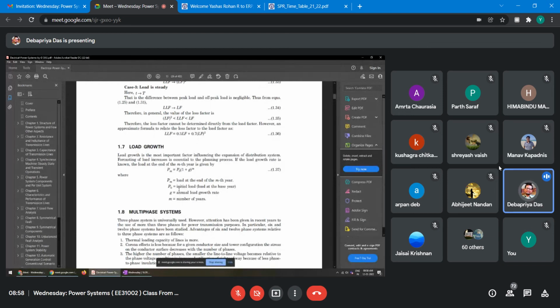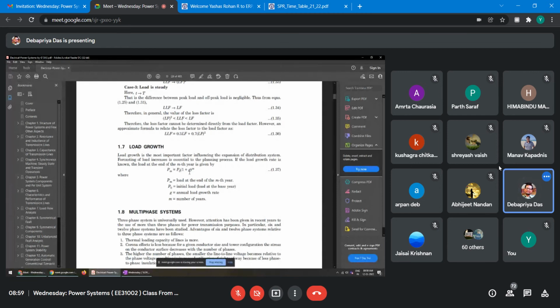So load growth will be there. It depends from city to city, town to town, right? Whenever you have load growth, your PM will be equal to P0 times (1 plus g) to the power m. M is the number of years, and g is the load growth. Generally, it varies from rural area to city area, maybe 3 to 7%.